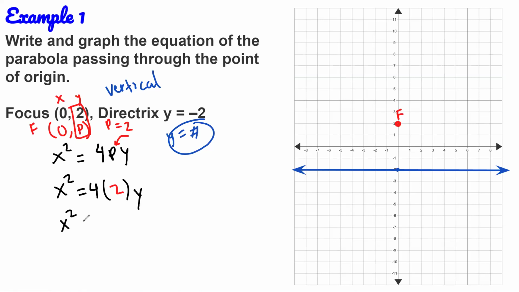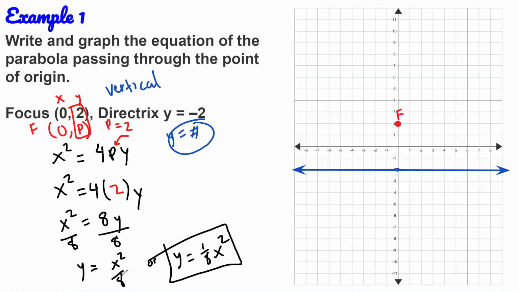So we have x squared equals 4 times 2 is 8 times y. We like to isolate our y. So all we have to do is divide by 8. So y equals, we can write it as x squared over 8. Or y equals, if we want the fraction outside, 1 over 8 x squared. Either way is correct. You can leave it either way. Okay. Now, how do I finish my graph, guys? Where's the vertex in this case?